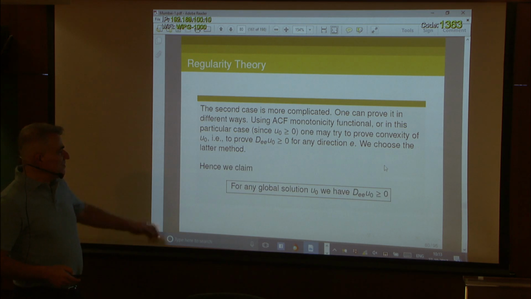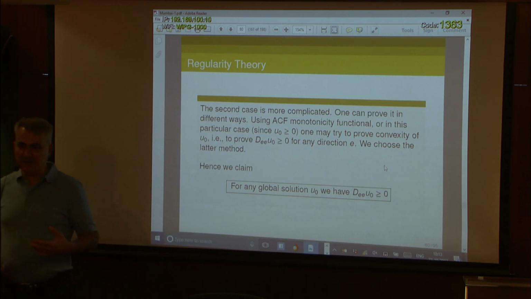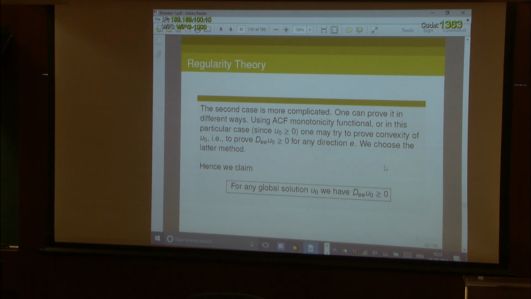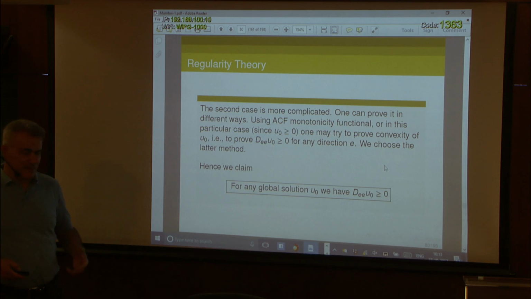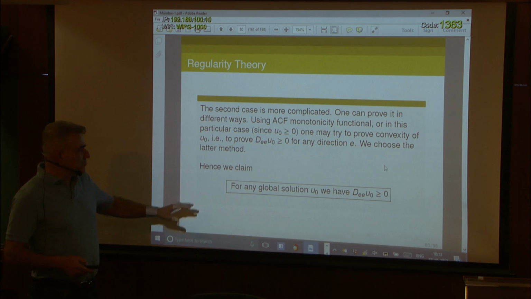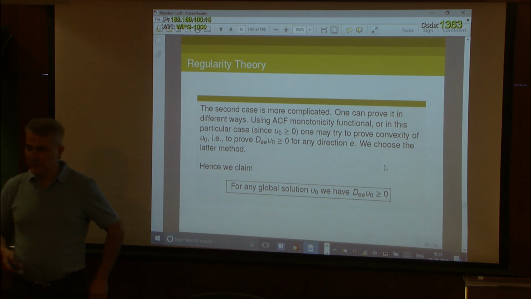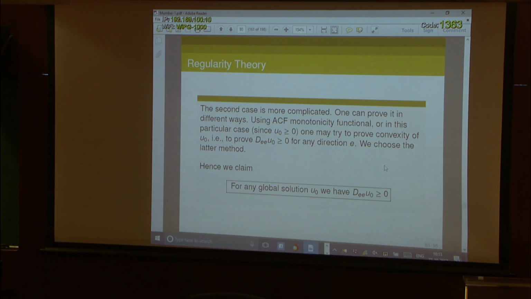So we start proving convexity, and from the convexity we can later on prove that the solution has to be... This proof is longer, actually, a little bit more involved than the monotonicity one. But still, it doesn't use heavy machinery. It uses mostly classical analysis. So we try to prove convexity first.